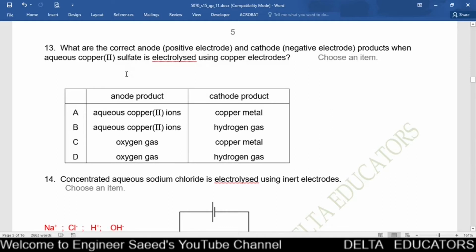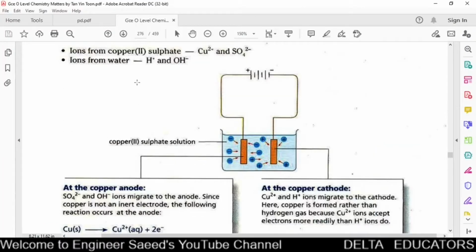Now here we have to find out the anode product and the cathode product. And in this electrolysis, we are using copper electrodes as anode and as cathode. Now we check this one. Here we have aqueous copper sulfate solution, and in the solution we have 2 electrodes. This electrode is connected to the positive terminal, so this one is the anode, and this is connected to the negative terminal, so this one is the cathode. And both anode and cathode are made up of copper.